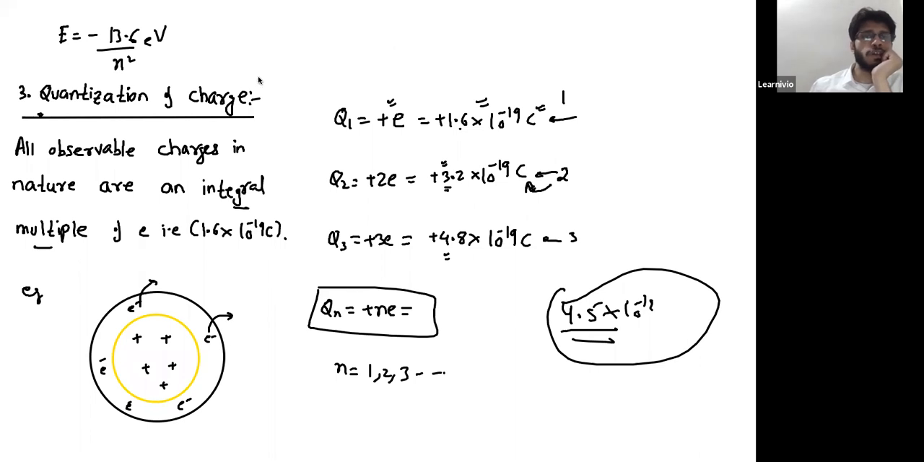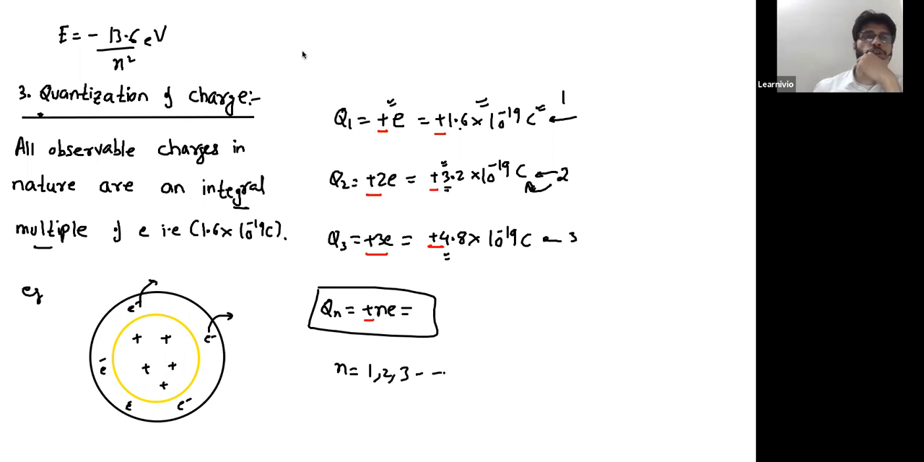Okay, so that was about positive charge. What about negative charge? If I want to provide a minimum amount of negative charge to this atom, what number of electrons can we add? We can add 1 electron. And the charge corresponding to that 1 electron? Negative, minus e. What's the next higher number? Minus 2e. Next? Minus 3e. So both positive and negative charges are quantized.